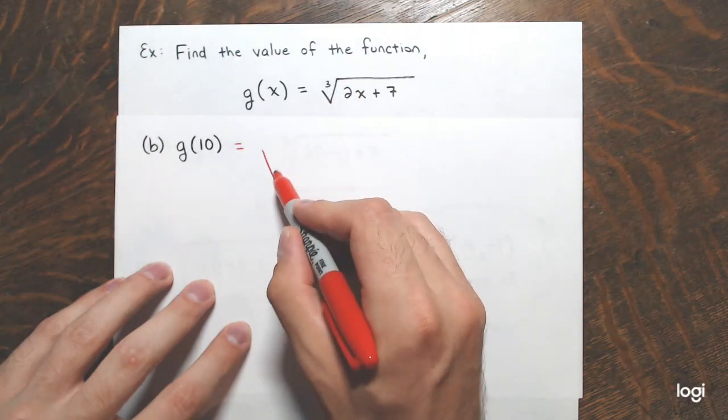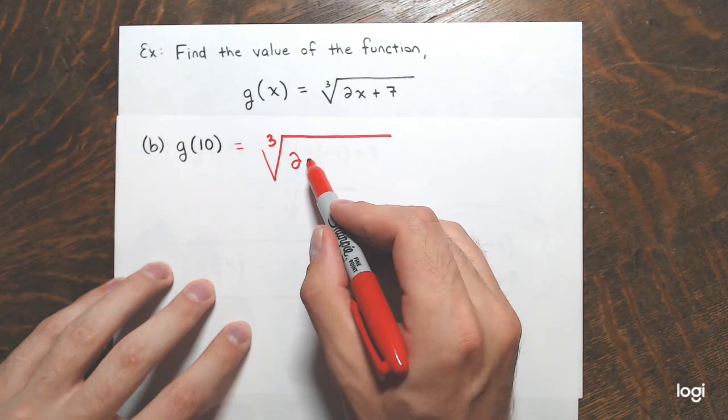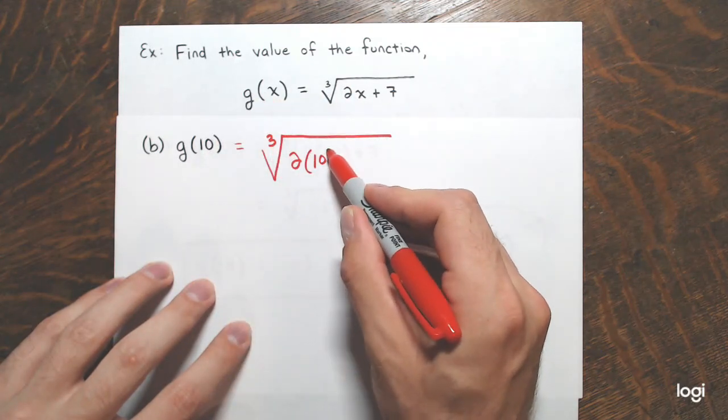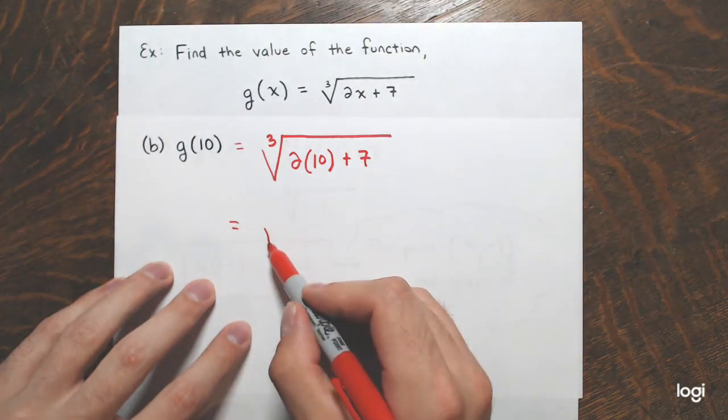I take the cube root of 2 times x, but x is now this number 10, and then plus 7. All right, so this is the cube root.